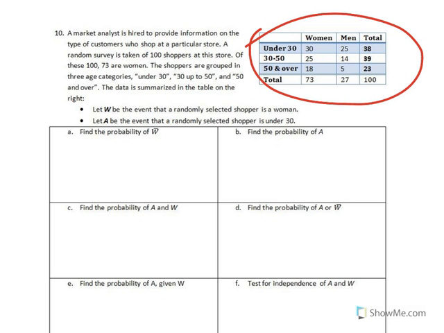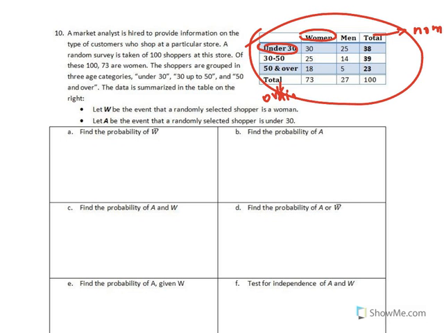Okay, first of all, women and men, gender is a nominal variable. Under 30, 30 to 50, and 50 and over is what type of variable? You already know this, but I'm going to tell you anyway. This is an ordinal variable because these categories are ranked from lowest to highest. The conditions here are that W is the event that a randomly selected shopper is a woman, and A is the event that a randomly selected shopper is under 30. So under 30 and women are the 2 events that we're going to work on in this exercise.